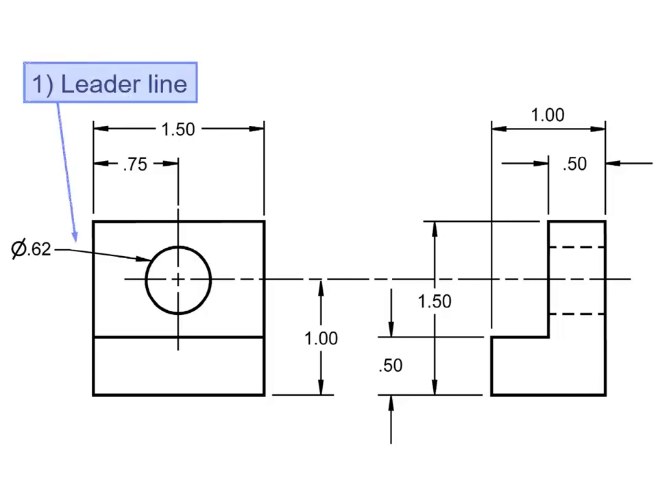Okay, so the first mistake that we see is the leader. So the leader should not be horizontal or vertical. We want it to have an angle of 30, 45, or 60. And we want the arrowhead to point towards the center. So that's our first mistake.